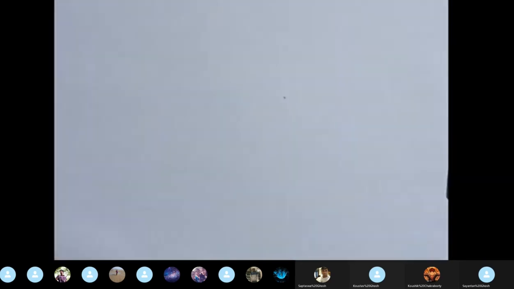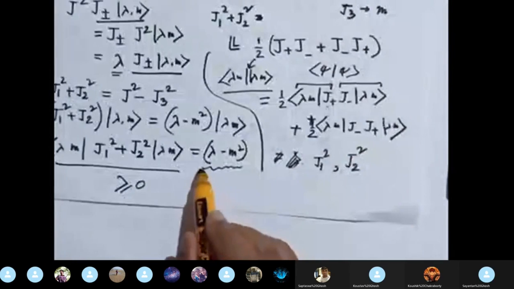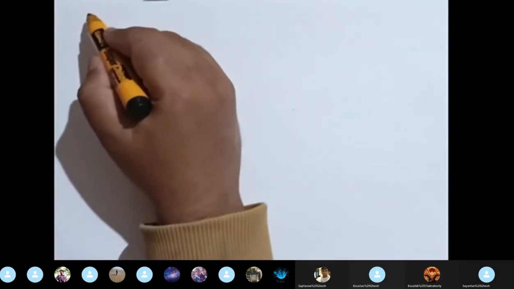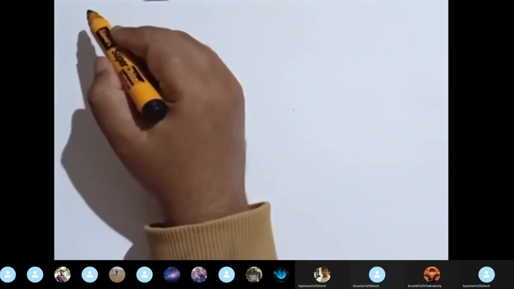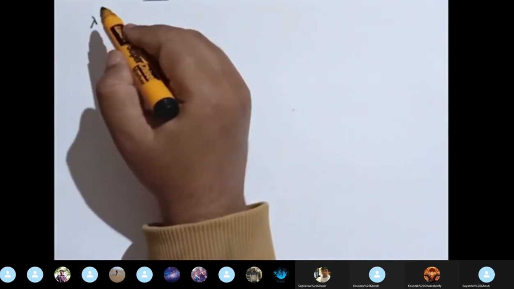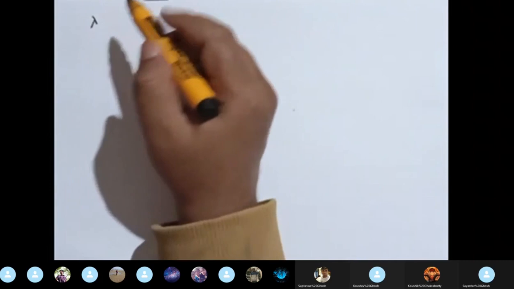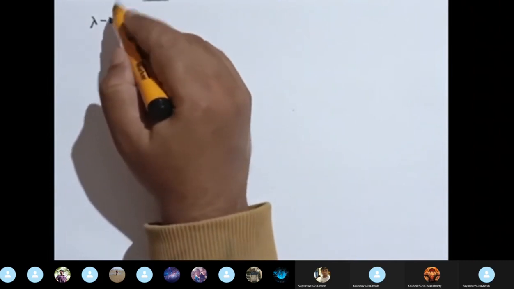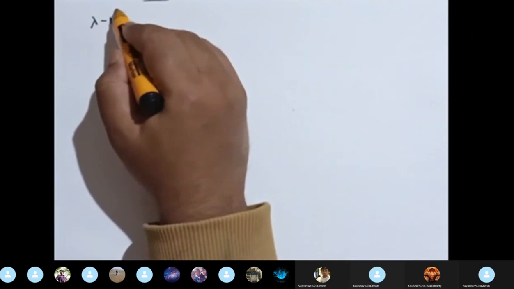So we have seen that lambda minus m square is positive. So this is nothing but a recapitulation of your angular momentum algebra, but this is inherent in SU(2). Anyone who doesn't know about angular momentum doesn't have to worry about this calculation. You can do it independently.